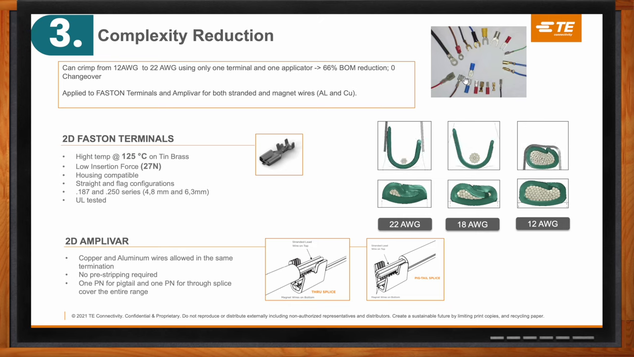And on the other side, one of the major savings is that they will not have to perform any changeover in the production. So with one same applicator and the same terminal, they'll be able to cover a very broad range, probably the majority of their production. And this is definitely bringing a benefit not only to the harness makers themselves, which will save money, but also to the end customers, which will receive better offers from their suppliers.